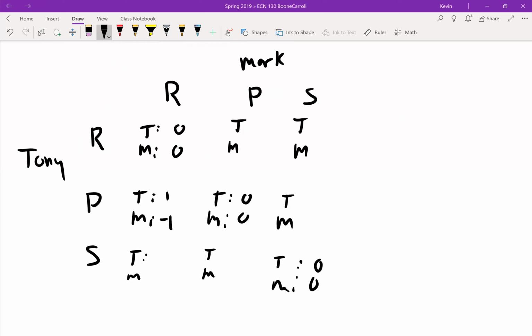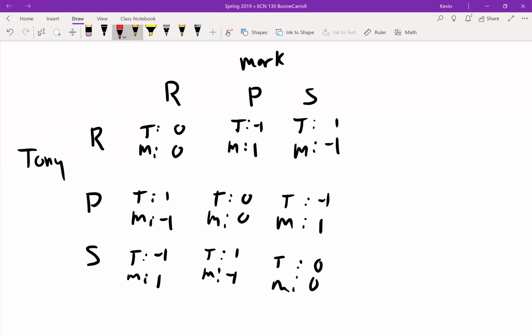However, if I'm Tony and I go scissors and Mark takes rock, rock beats scissors, so we have a -1 and a 1. Up here where we have Tony picks rock and Mark gets paper, Tony loses and Mark wins. And down here we have that Tony wins and Mark loses. And then over here in the scissor column, if Tony does rock and Mark does scissors, Tony wins and Mark loses. And if Mark goes scissors and Tony goes paper, Tony loses and Mark wins.